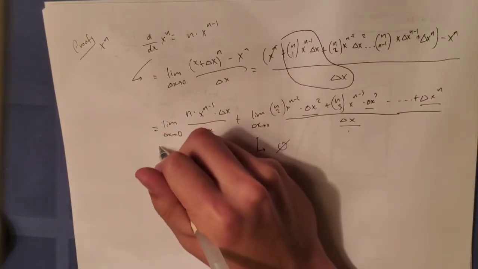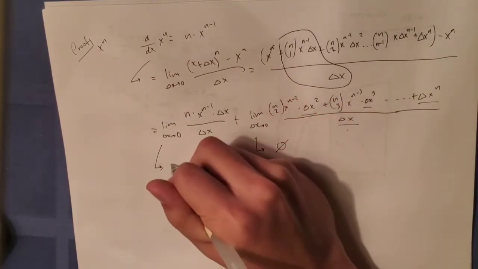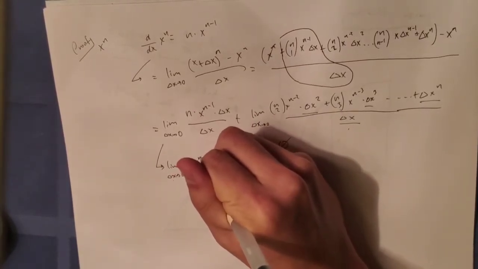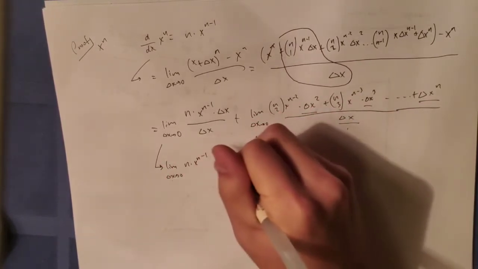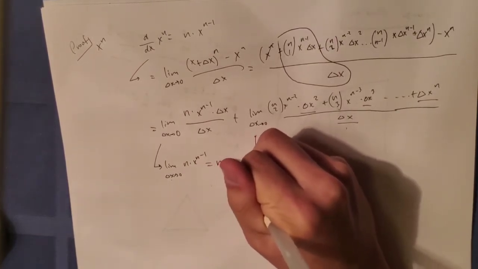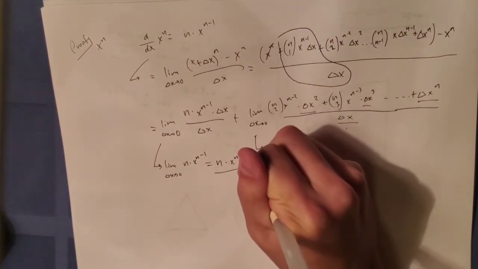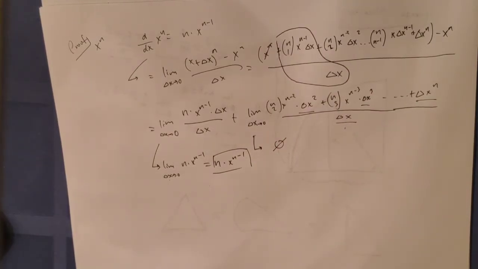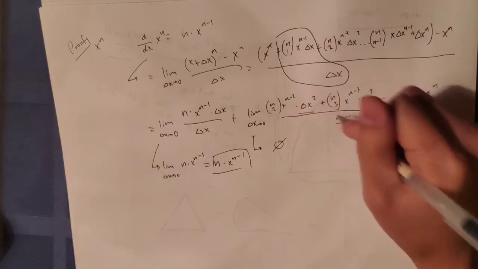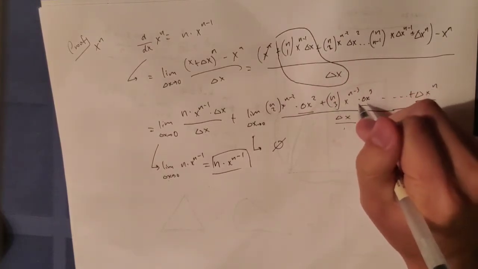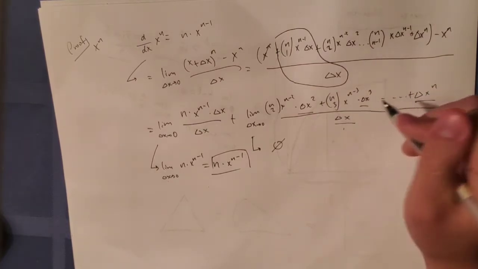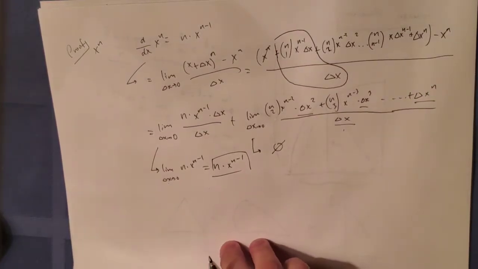And then with this left-hand side, we'll just have the limit as delta x approaches 0 of n times x to the n minus 1. And since this doesn't really rely on delta x, this just equals n times x to the n minus 1. So that's our final answer, and that's our proof. It's kind of simple. This was a little informal, but I hope you'll understand where the delta x's cancel out and where they'll be left. Okay.